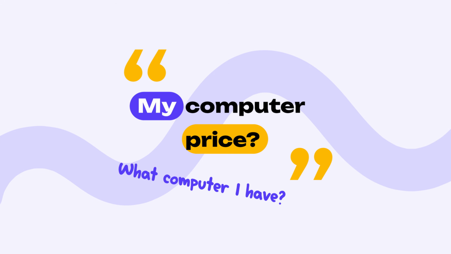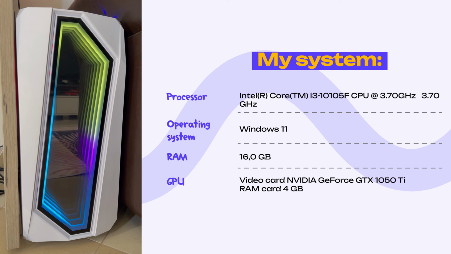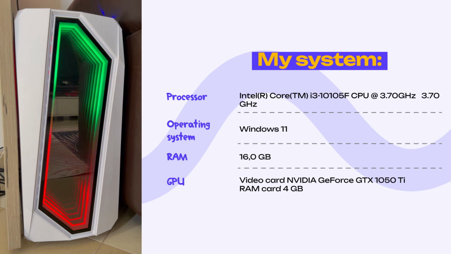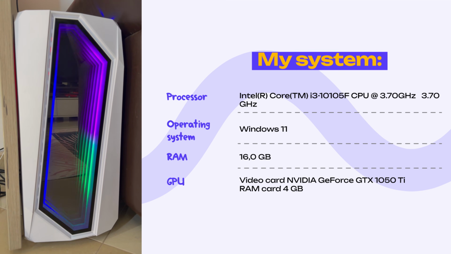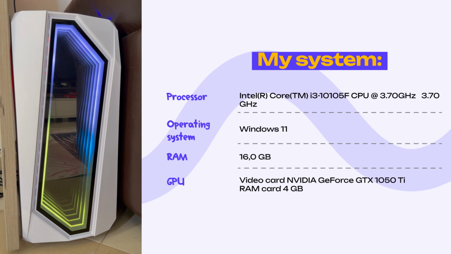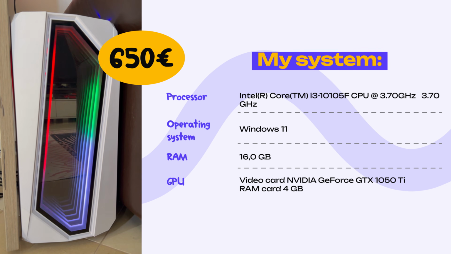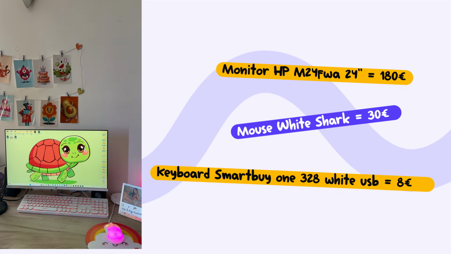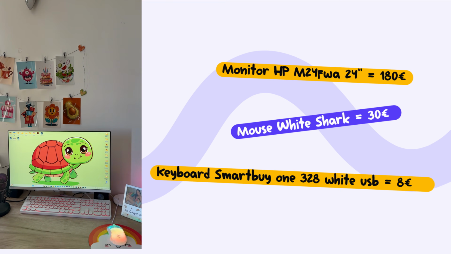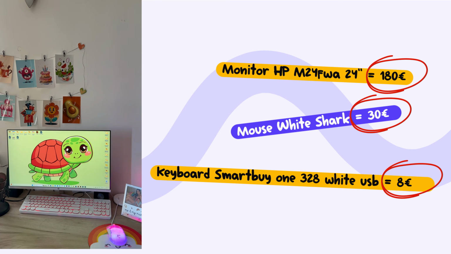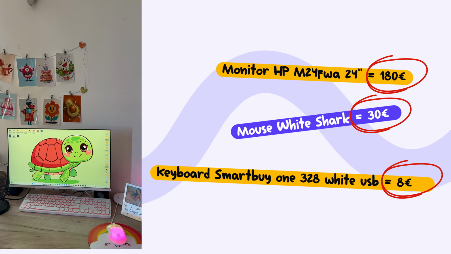What computer I have and my computer price. Here you see my computer system: processor, operating system, RAM, and video card. And the price of my computer is 650 euros. And now you see my monitor, mouse, and keyboard. And here you see the prices as well.